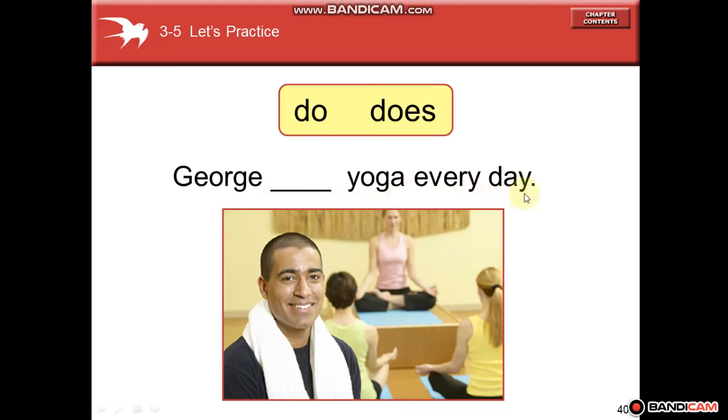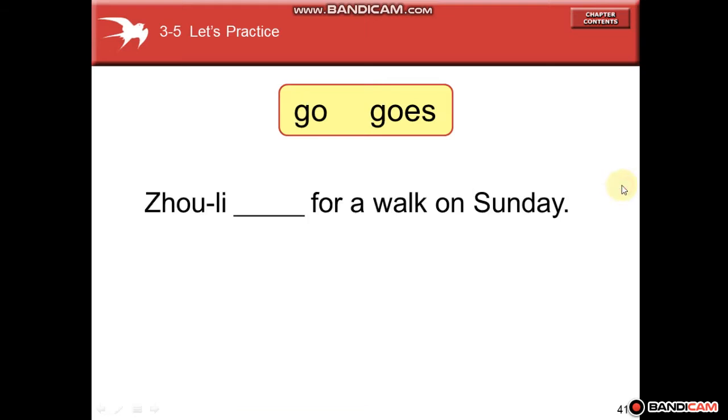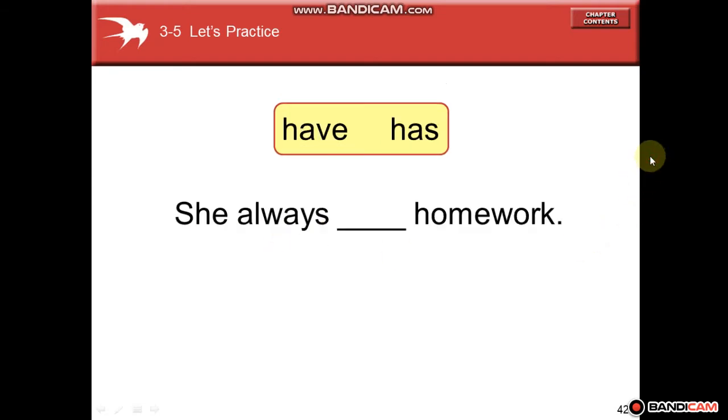George yoga every day. Does or do? Does, because it's a singular noun. Remember my words. Zuli for a walk on Sunday. Go or goes? Guess. Goes. It's not two names, it's one name in fact, Zuli. So it's a singular noun case. That's why goes, not go. She always has or have? Always has homework, because that's a third person singular pronoun.